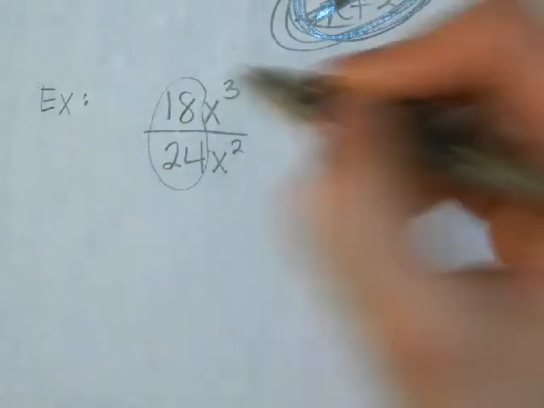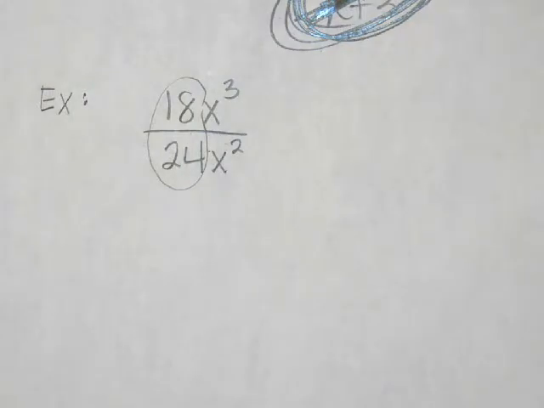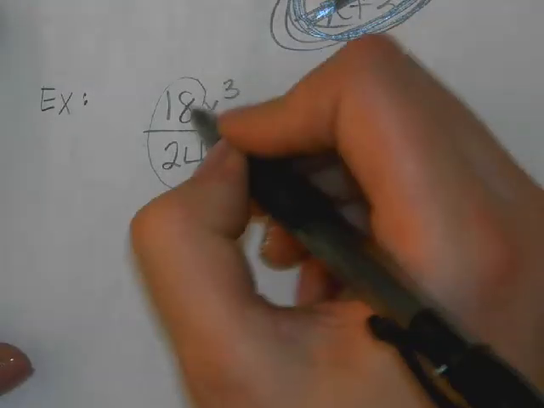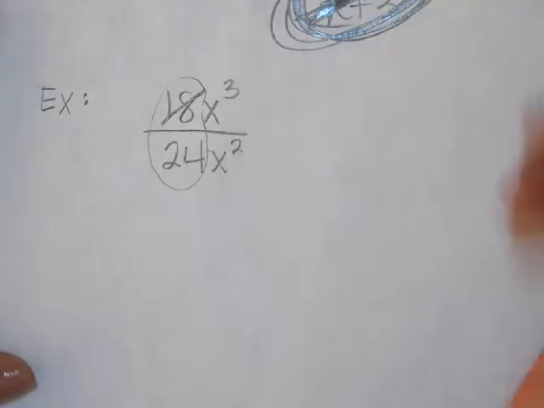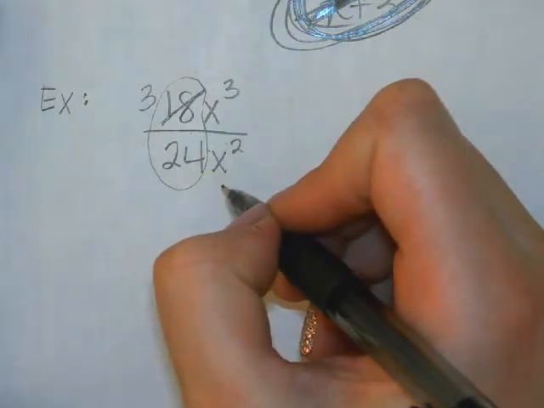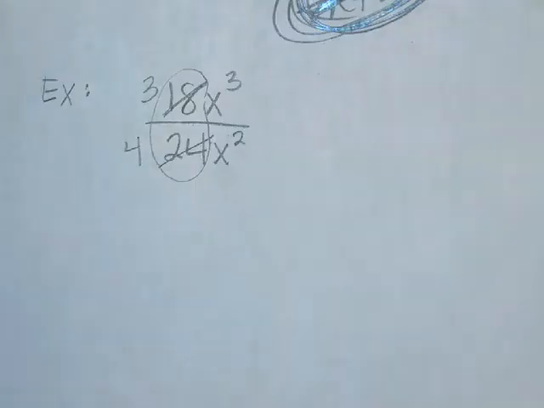Okay? So when you're looking at a monomial and you need to do some canceling, you look at the numbers first. Do you guys see a number that I could divide out of 18 that I could also divide out of 24? 6? Is 6 the biggest number? I can see 3, but 6 would be bigger than that, right? Okay. So 18 divided by 6 is 3, and 24 divided by 6 is 4.